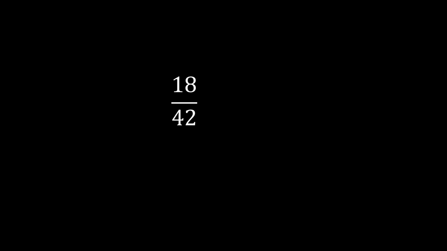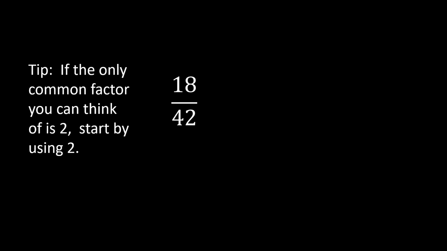In this example, we're going to simplify 18/42, and we'll be using any common factor. If the numerator and denominator are both even, and the only common factor you can think of is 2, start your simplifying with 2. Sometimes 2 is the only common factor the numerator and denominator share, and sometimes it's just a useful place to get started if you can't think of any other common factors. If you're stuck, you just need to get started somewhere. So we're going to use 2, which means we'll be dividing 18 by 2, and we'll be dividing our denominator of 42 by 2. 18 divided by 2 is 9, and 42 divided by 2 is 21.